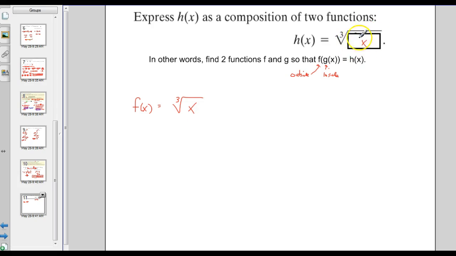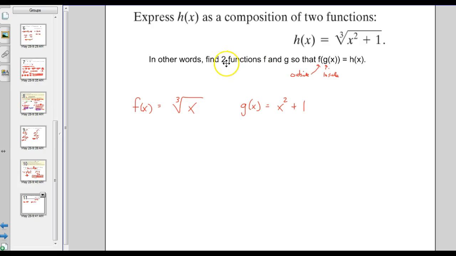Okay, so I'm just ignoring what really is under there and just thinking of all that as just x. And then your inner function is what really is under there. So g of x is equal to the stuff that really was under the radical, x squared plus 1. Okay? Now the reason why that works is because it says put g inside of f. So if I put this where that x is, I get the cube root of x squared plus 1. So it works.